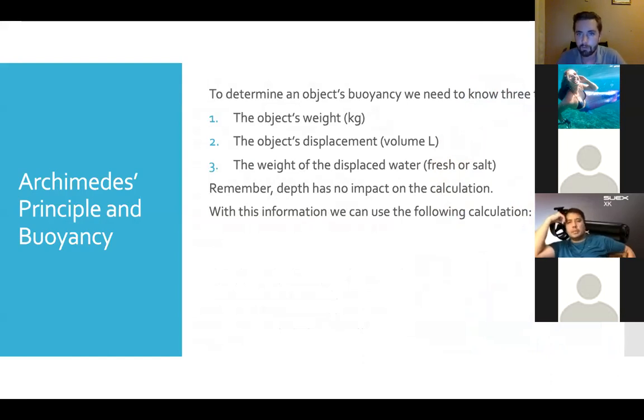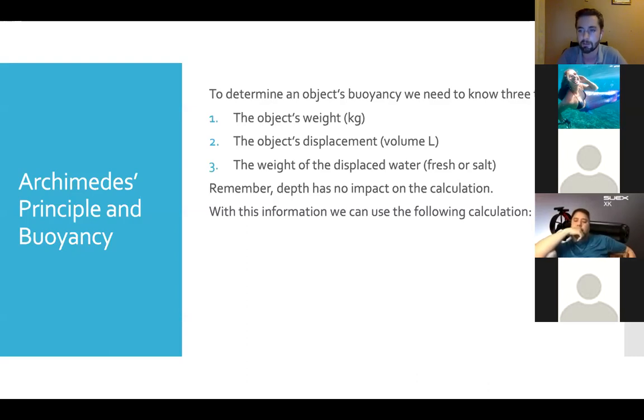So if we want to know the buoyancy of an object, there's three things we need to know. How much it weighs in kilograms, how big it is, so its displacement, which is a calculation of its size in liters, and then what kind of water it is in. So whether it's fresh or salt water is going to affect how much that weight is being offset. Okay. And depth has no impact on this calculation.